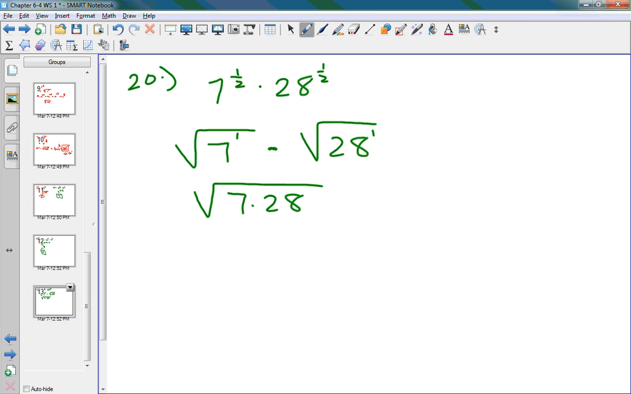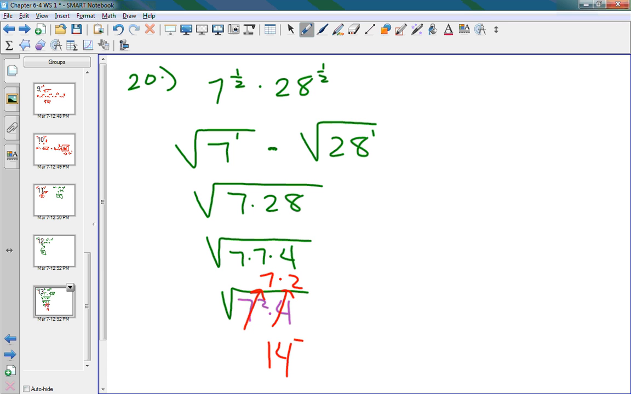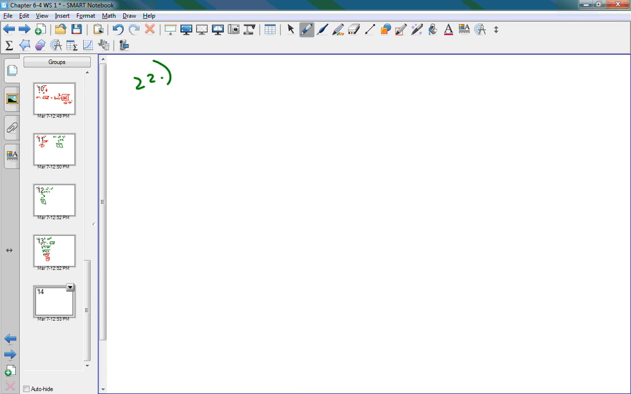Right? Yes. And what are factors of 28? What are perfect squares? 7 times 4. How many 7s do I have in here? So that's 7 squared times 4. What is the square root of 7 squared? Square root of 7 squared is 7. And what is the square root of 4? So what's 7 times 2? Do we see that? And let's do one more like that. Number 22 is 12 to the 1/2 times 27 to the 1/2.